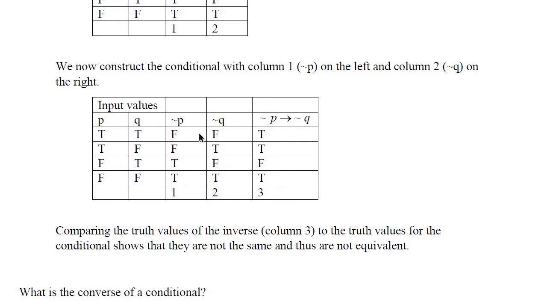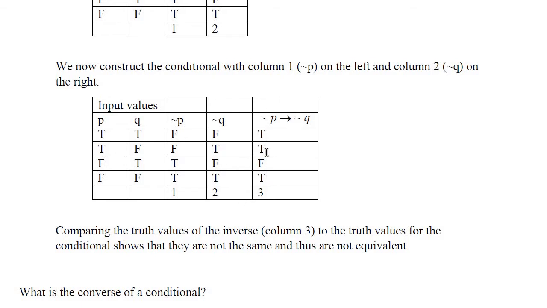So not P is F, so false pointing towards false, that gives me a true. False pointing towards a true, that gives me a true. Here we have true pointing towards false, that gives me a false. And then true pointing towards true gives me a true. So these are the truth values for if not P, then not Q.